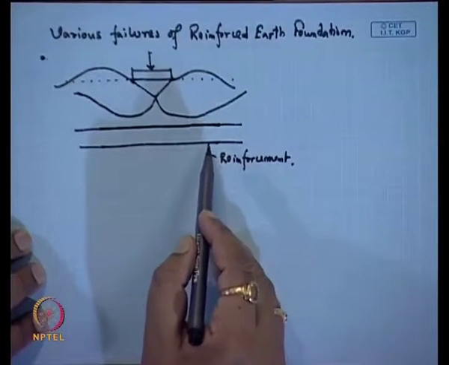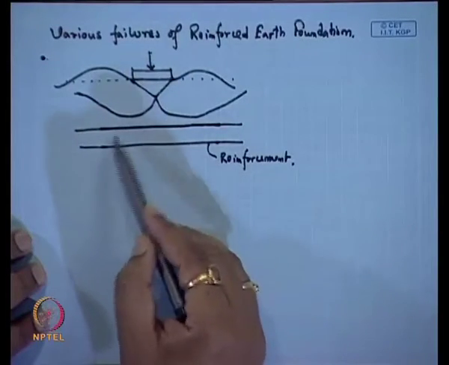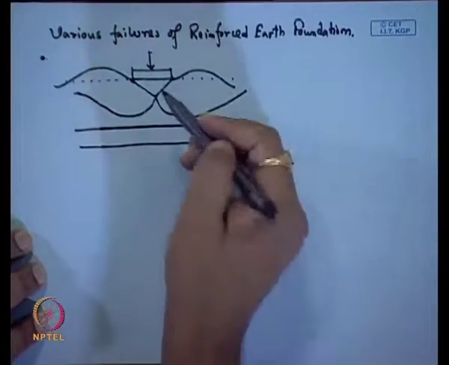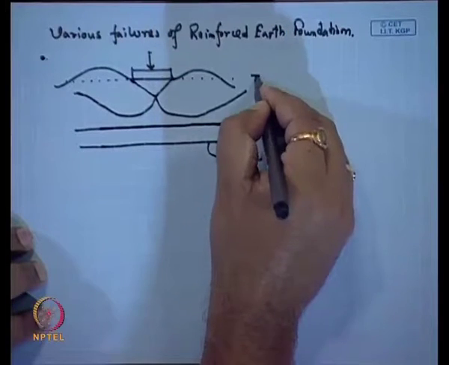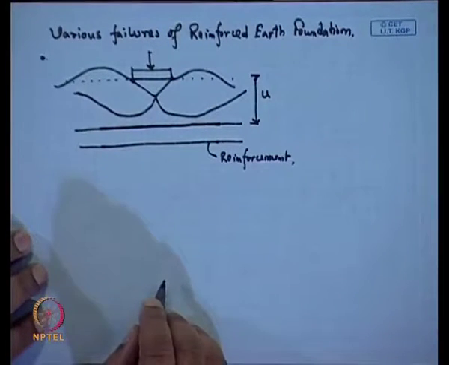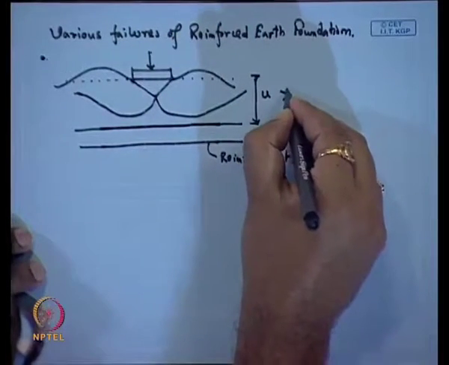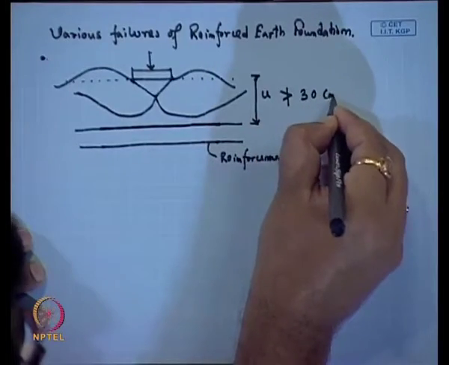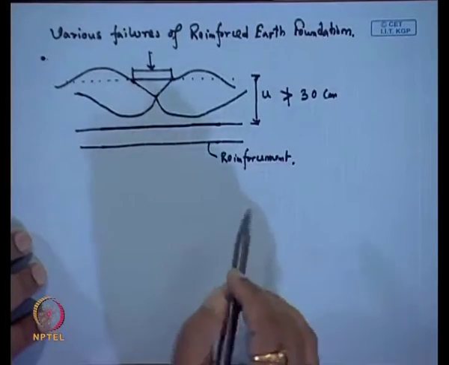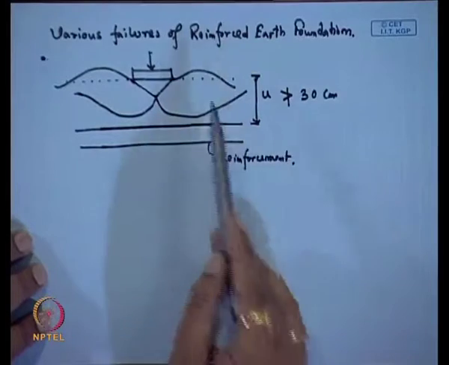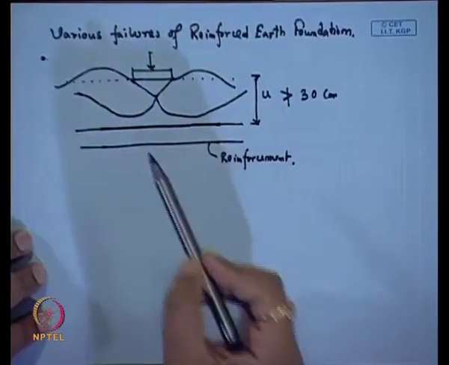So, that means the effect of reinforcement will not come into this foundation, and this material will be wasted. So, that will be one type of failure. That is why placing of reinforcement is very important. For the first layer, it is recommended that this U cannot be greater than 30 centimeters from the ground surface. So, within 30 centimeter depth, one reinforcement layer we have to provide to avoid this type of failure.